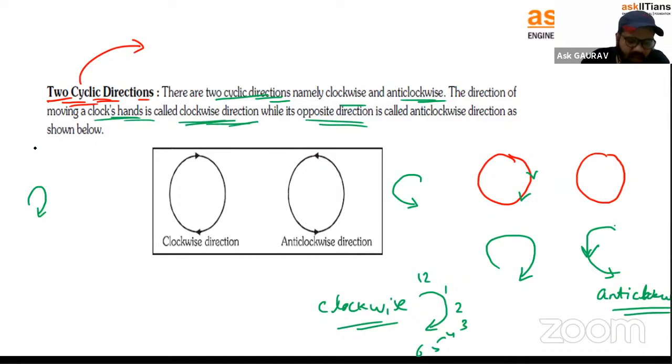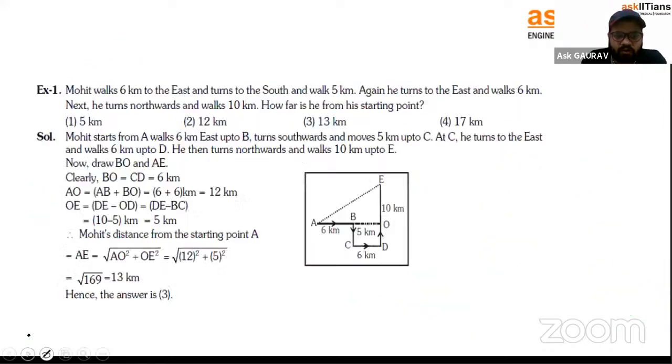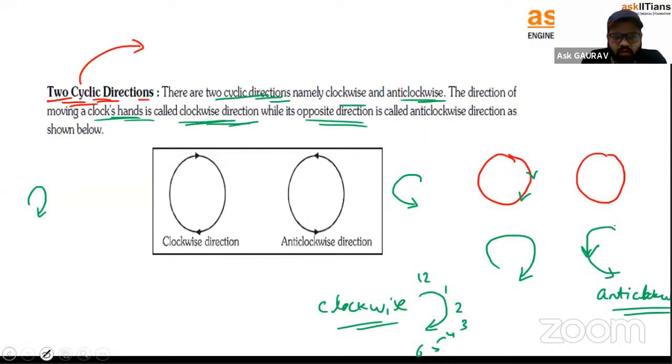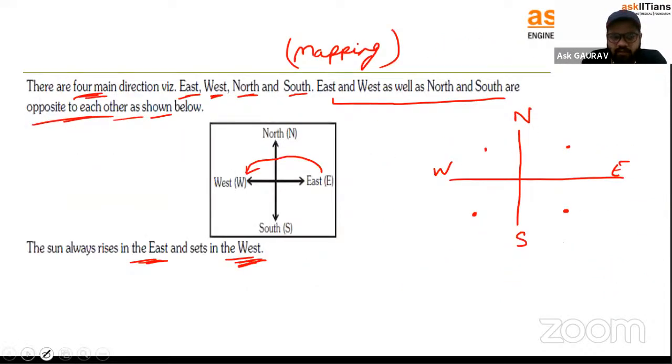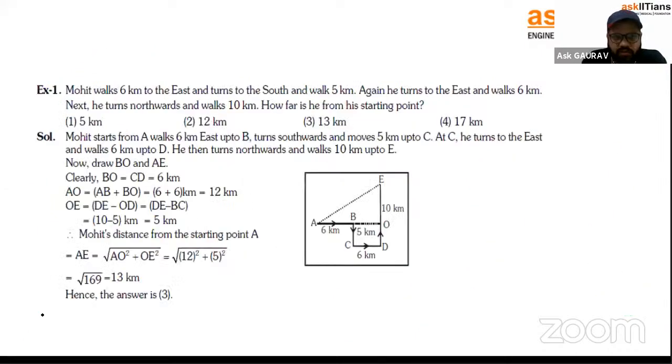We'll see how the questions are given to us, right? Based on the directions, we have studied north, east, west, south, and these two directions. So three basically simple terms we have studied. Now let's do some questions.